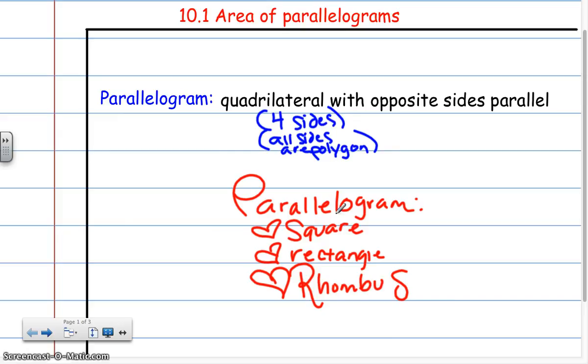Some students have said trapezoids before. Keep in mind that a trapezoid, we do have a set of parallel sides right there, but the opposite sides are not parallel. And for it to be considered and defined as a parallelogram, opposite sides must be parallel.